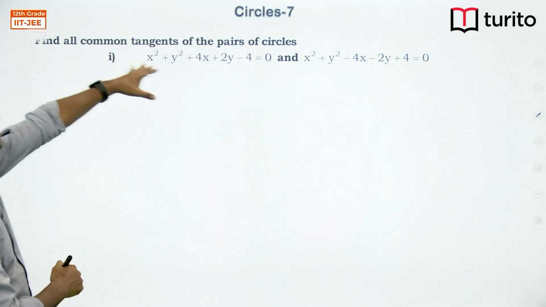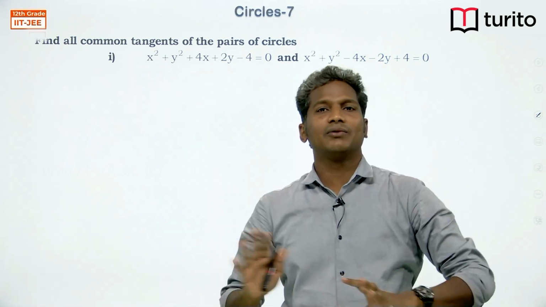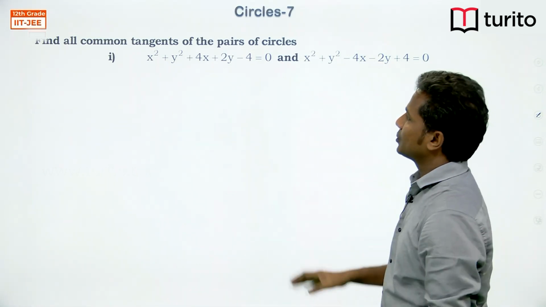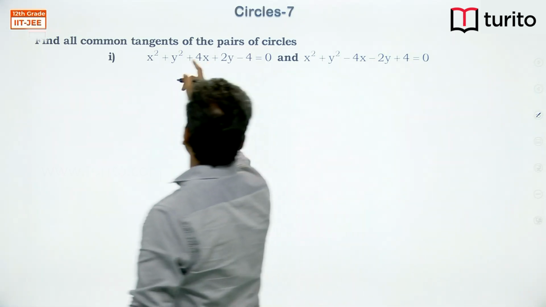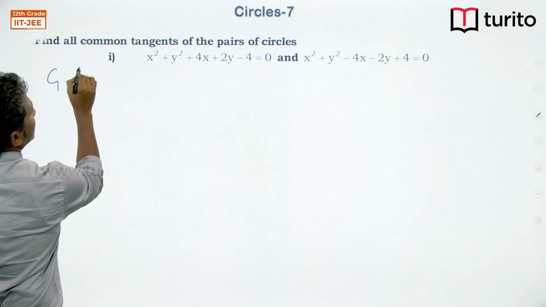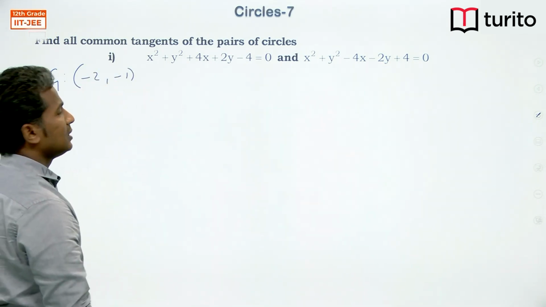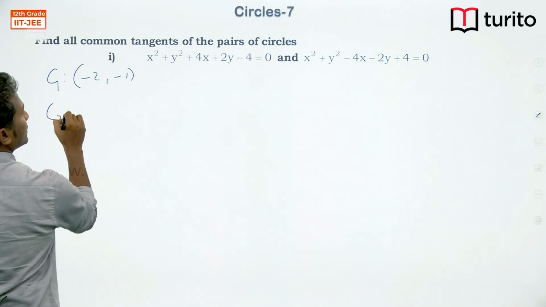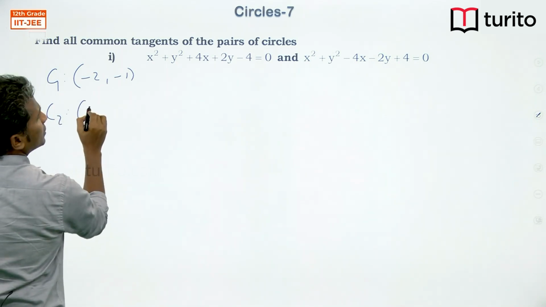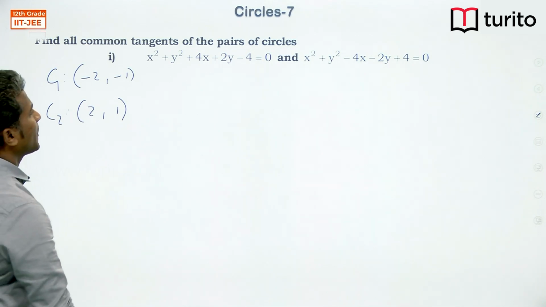Find all common tangents of the pairs of circles. This is the killer; this will have all possibilities. So how to do this? First, take the centers. Center 1 is (-2, -1). Now center 2 is (2, 1). I have just calculated the centers.